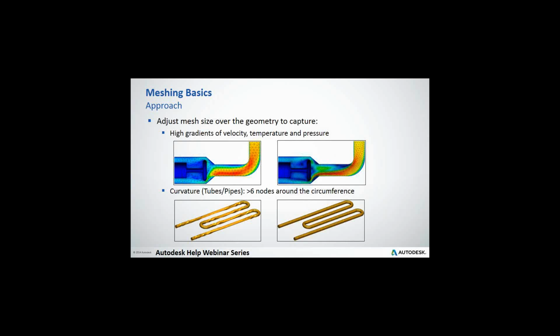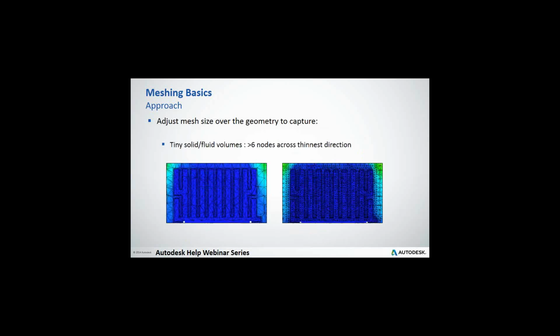We have a tube where we applied a coarse mesh. As you can see, the edges or the cylinders are not well represented by the mesh. We really need to make sure that we have 6 or more nodes around the circumference of the cylinders. Another thing we need to take into account is to refine the tiny solid or fluid volumes in a way that we get more than 6 nodes across the thickness.